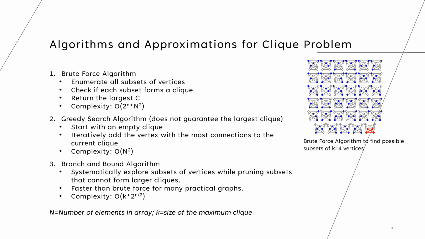Lastly, the branch and bound algorithm. This method systematically explores a subset of the vertices, but employs pruning to eliminate subsets that cannot form larger cliques, which significantly reduces the computational burden. So it is faster than brute force in practical scenarios, especially for graphs with specific properties. Its complexity is approximately k times 2 to the n over 2 power.